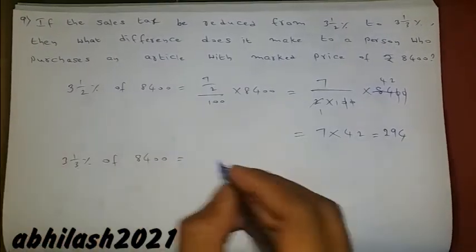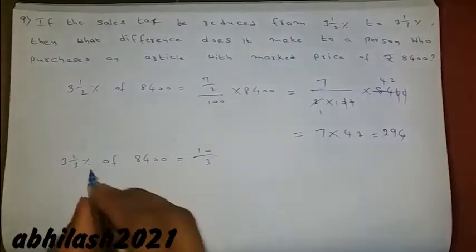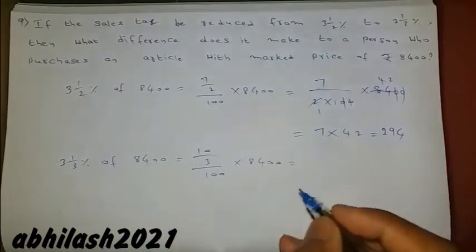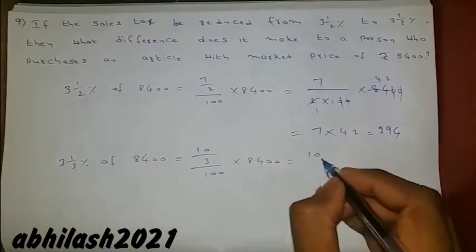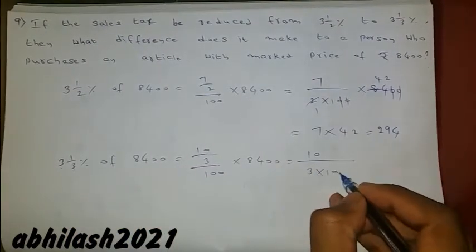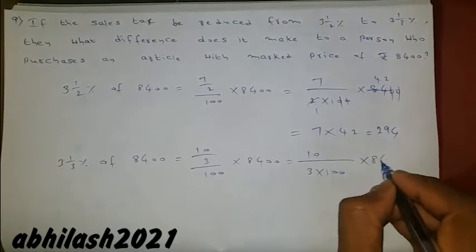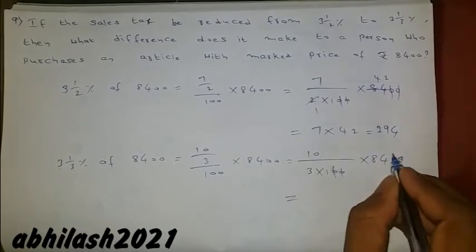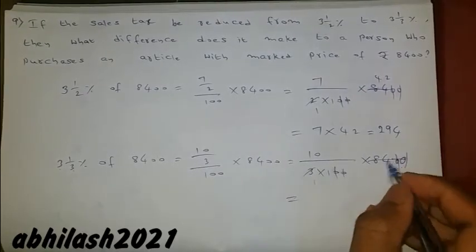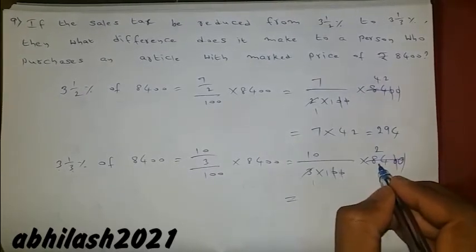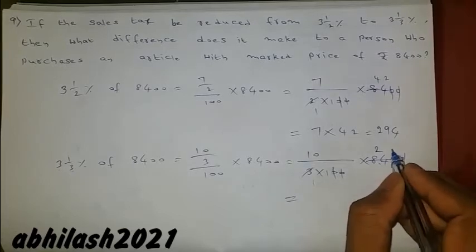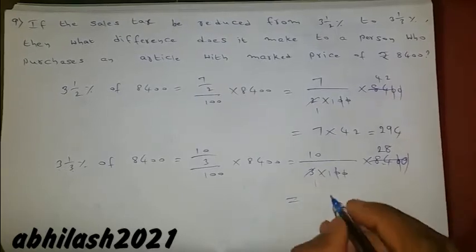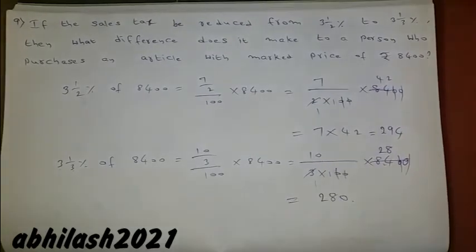Next, 3 1/3 percentage of 8,400. 3 3s are 9 plus 1, 10/3 percentage, that is 10/3 by 100 times 8,400. Now this 3 will come to the down, so we will get 10/3 into 1/100 into 8,400. Here 2 zeros will get cancelled. 3 ones are 3, 3 2s are 6, 3 8s are 24. So 28 into 10, 280 rupees.